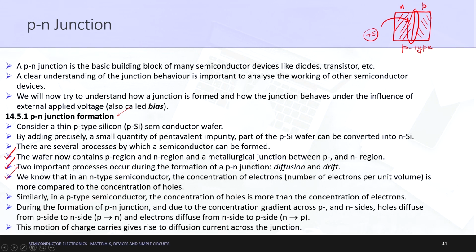We know that in an N-type semiconductor, please remember what an N-type semiconductor is. An N-type semiconductor is an extrinsic semiconductor in which we have added a pentavalent impurity. So in an N-type semiconductor, the concentration of electrons, that is the number of electrons per unit volume, is more compared to the concentration of holes. The majority charge carriers in an N-type semiconductor are electrons and the minority charge carriers are holes.